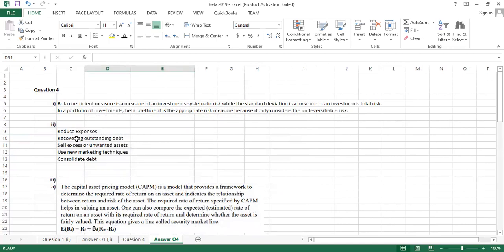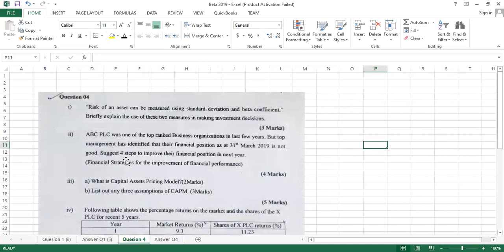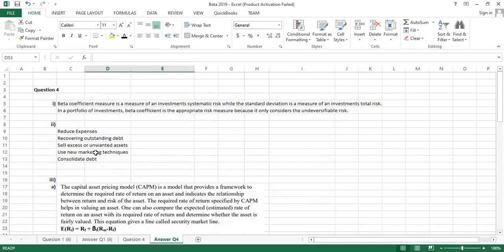First, we want to reduce the unwanted expenses. Then recover the outstanding debt. Then sell excess or unwanted assets. Then use new marketing techniques. Then the final one is consolidating debt. They ask for only four suggestions, but I will give five suggestions. This is the answer to question number 4, part 2.